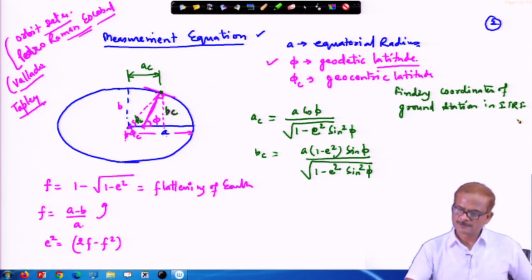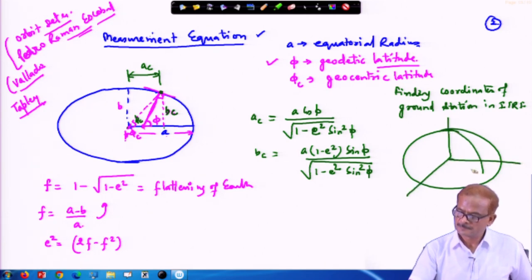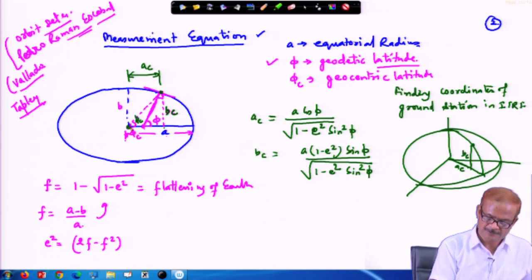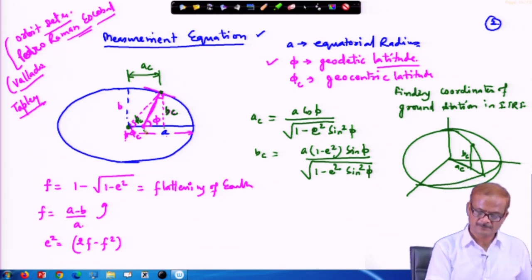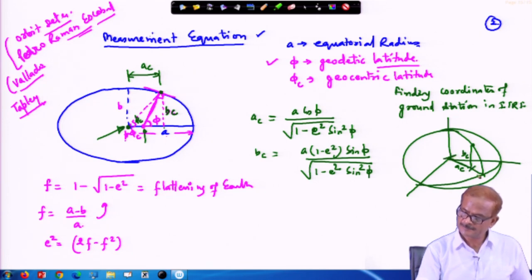So, AC and BC are known. Now, if you look into the figure like this, here this is your ground station. This quantity is your BC and this quantity is your AC, where AC and BC are being measured from the center of the ellipse, not from this point, but rather from this point. So, as I have shown here, AC and BC. So, now it becomes easy. This distance from the center is AC and this distance is BC. So, immediately you can see what will be the coordinates of your ground station.